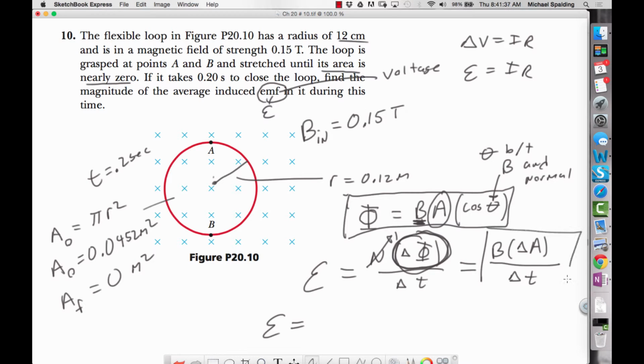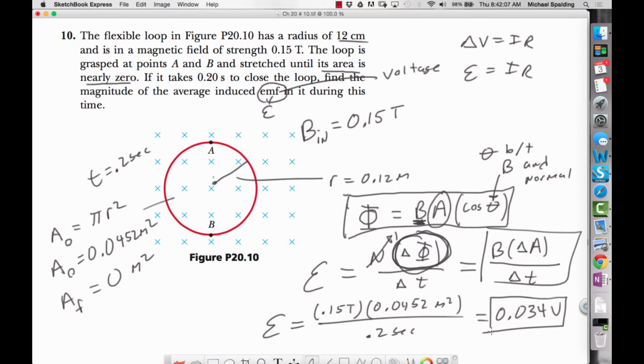So for the induced voltage, we take the field and plug into this equation right here. The field is 0.15 Tesla. The area of the loop is 0.0452 meter squared, and then we divide by the time, which is 0.2 seconds. This comes out in units of joules per coulomb, which is volts, and we get an answer of 0.034 volts. That is the induced voltage in the loop. It's almost like there's a battery in this loop that drives the induced current.